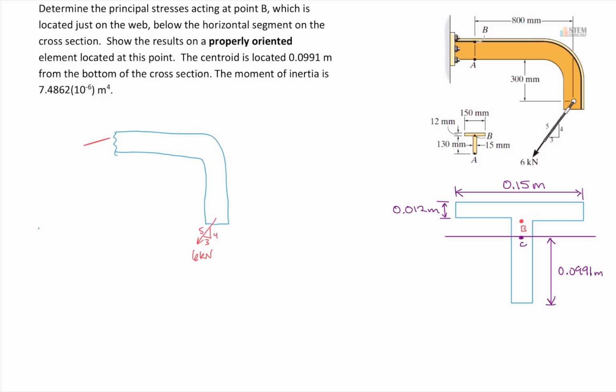Now, that's not going out, so I don't know if that's correct or not, right? But that's the way I'm going to put it. And then we're going to have V. So V, let's put that going up. And then we're going to have our bending moment M. Okay. So I've got that.